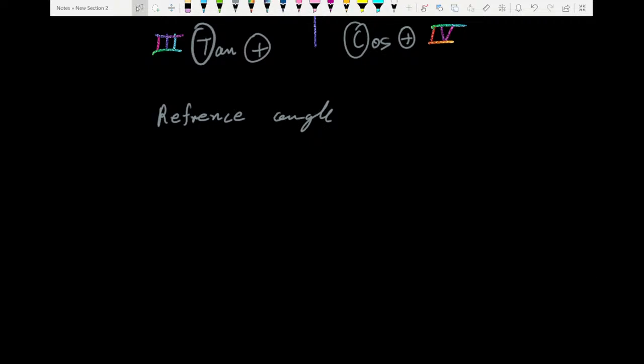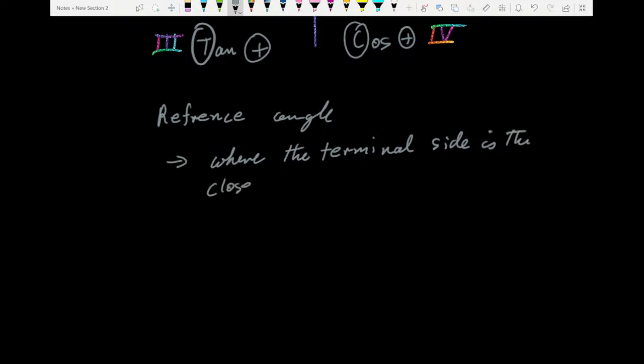A reference angle is basically the angle where the terminal side is the closest to the x-axis. This is very important: x-axis.